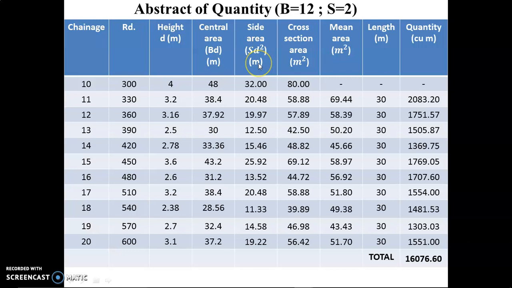The same thing we have to find for SD². We have been given S equal to 2, and D is also available here. So we put these values in this equation and we get this answer. After summation, we get the total area.